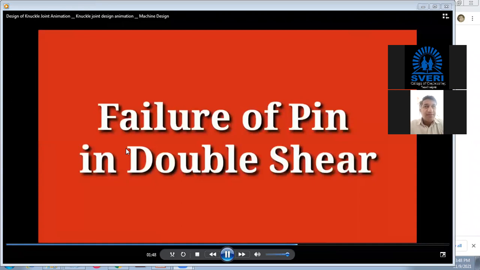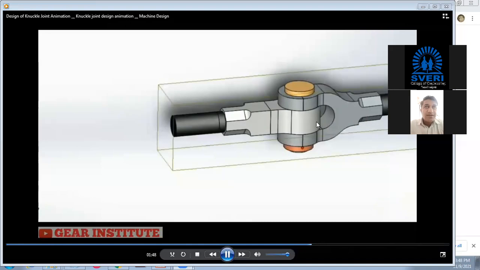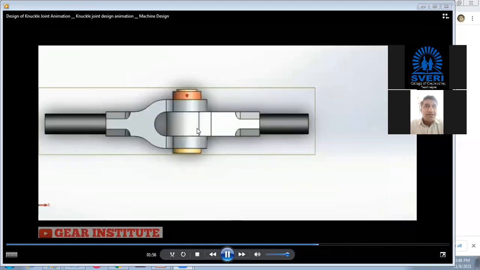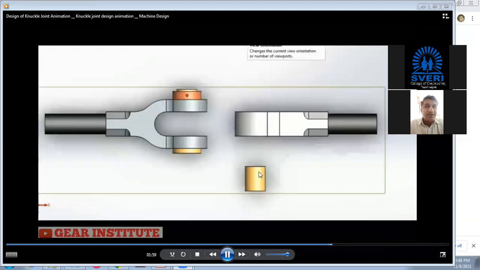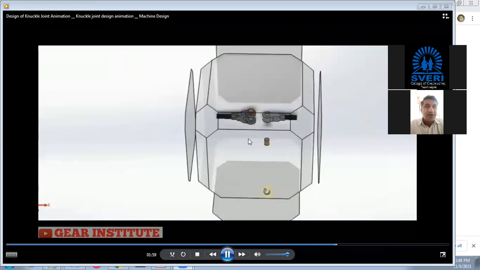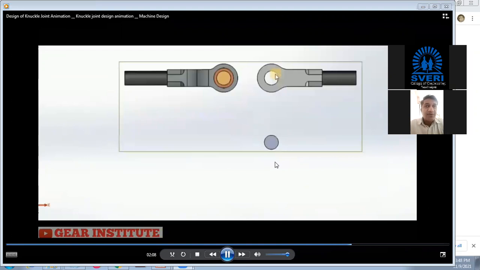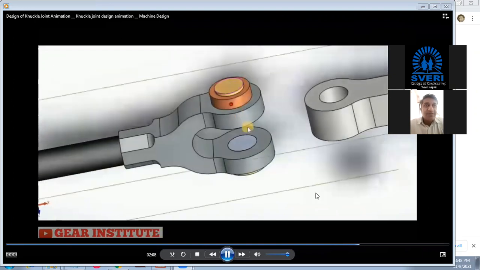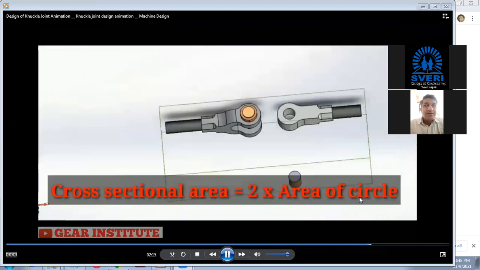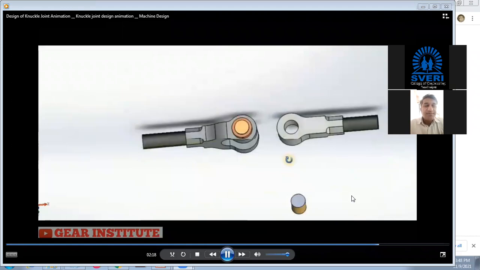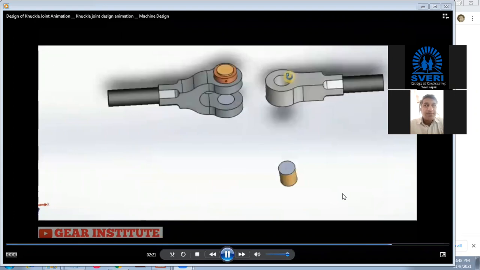In failure of the pin in double shear, definitely when you insert the pin in this fork and single eye, then this pin will shear out in this way. So this pin will undergo shear at the upper and lower part. That's why this area which we are going to calculate will be multiplied by 2, and this area will be pi by 4 into the diameter of that pin. So 2 times we have to take it.